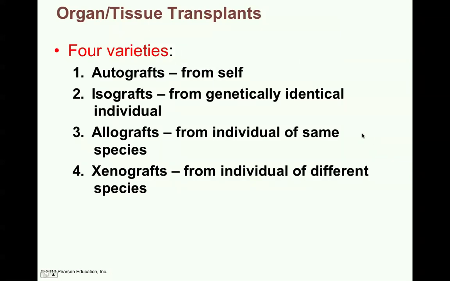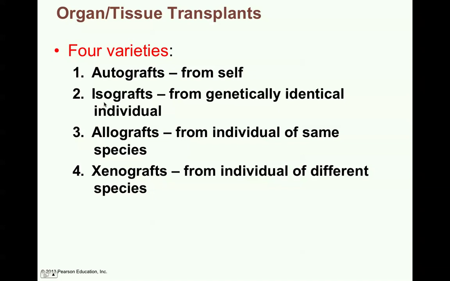Now this is a discussion of organ or tissue transplants. There's four different types of tissue transplants. Autograft. This is the best because it's actually from your own cells. You will not reject that tissue because it's your own tissue. The next best would be an isograft. And so they can actually graft tissue from a genetically identical individual. Most of us don't have a genetically identical individual, but identical twins would have their twin that they could potentially have a graft from.